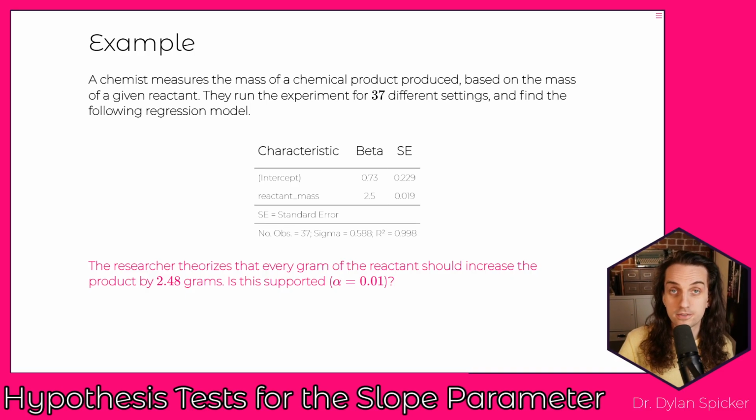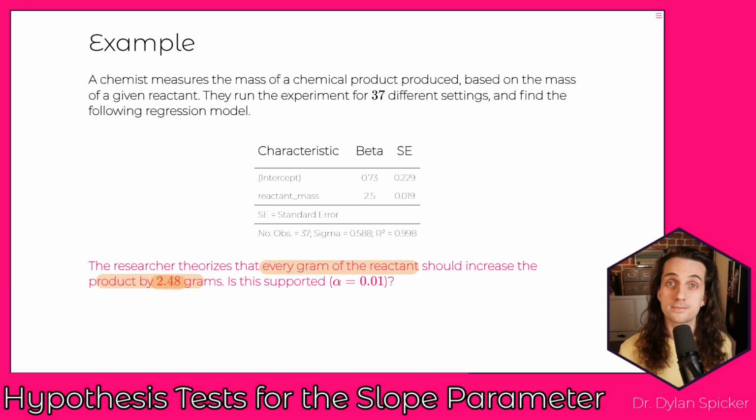They run the experiment for 37 different settings and find the following regression model. Again, we're given a bunch of information here, but the researcher is theorizing that every gram of the reactant should increase the product by 2.48 grams. Is this supported? What we're asking is that if you increase the reactant by a gram, that should increase the product by 2.48, right?